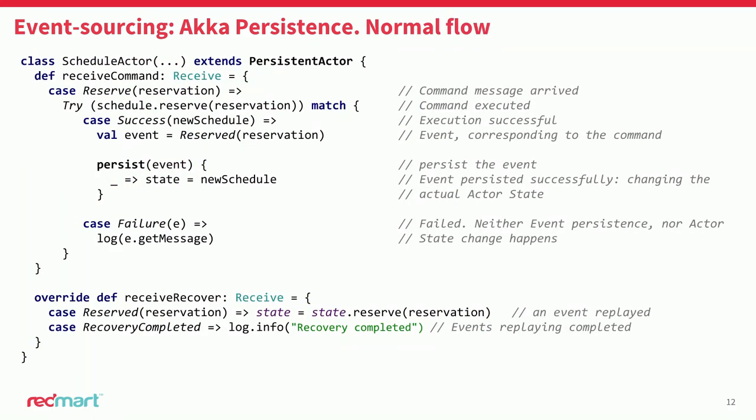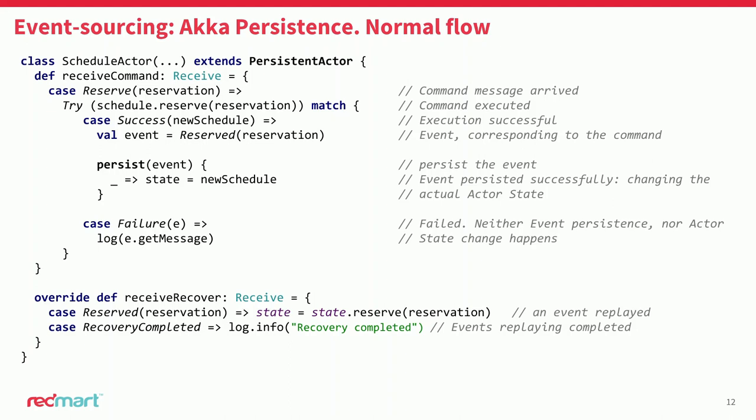This is roughly how it's implemented in a particular case. There is one tricky thing here. Again, it extends persistent actor, and we receive the reserve command. We want to make a reservation to the underlying schedule, which represents our business logic. So what do we actually do? The theory of event sourcing says the following. First step, you validate your command or event. You validate it first. Then you apply, then you persist. Or you persist and then you apply. So the validation step is the key thing.